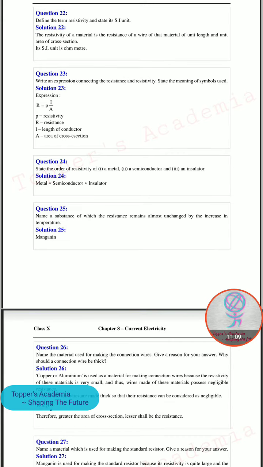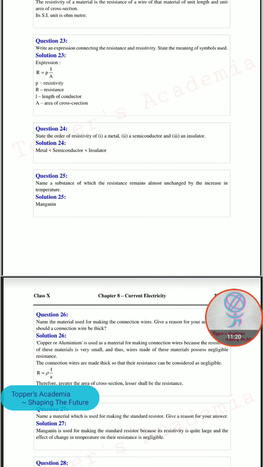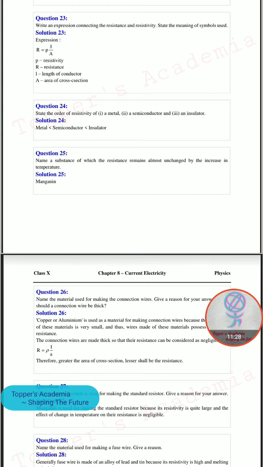Question number 24. State the order of resistivity of metal, semiconductor and insulator. So it will be metal less than semiconductor less than insulator. Question number 25. Name a substance whose resistance remains almost unchanged by the increase in temperature. The answer would be manganese.